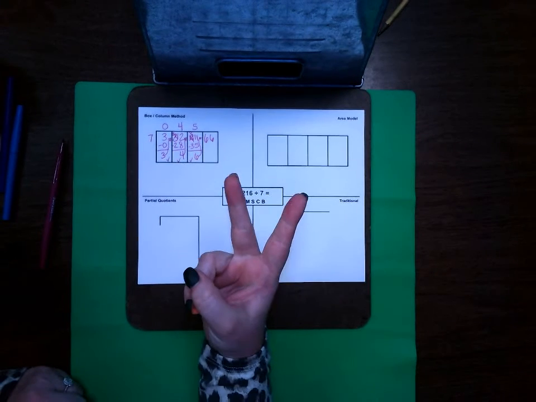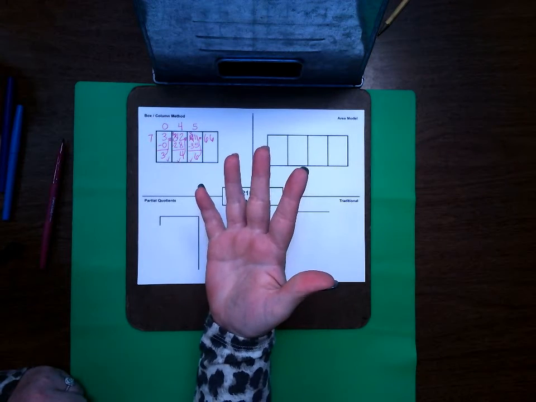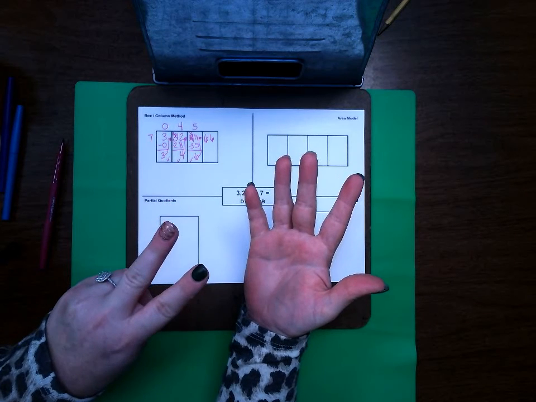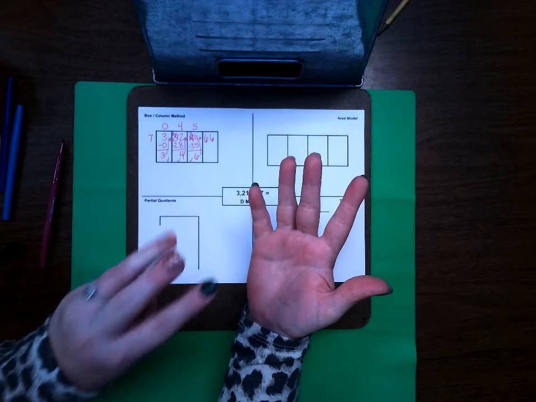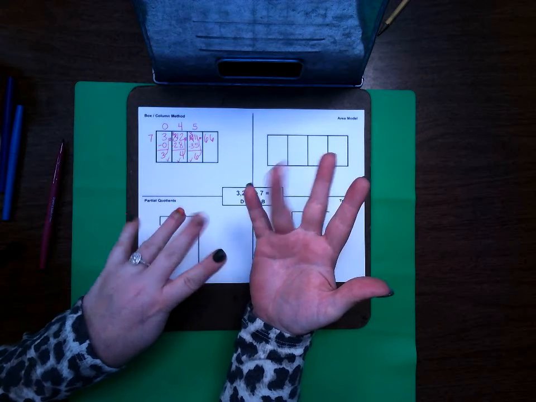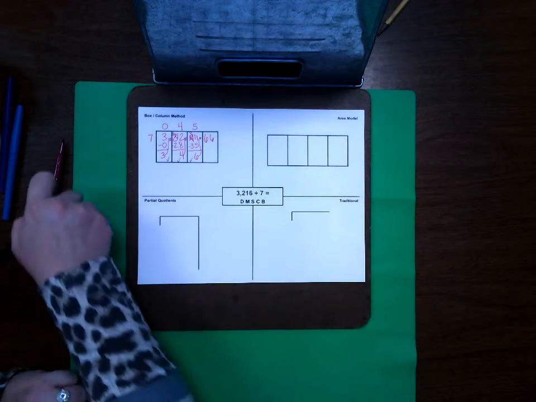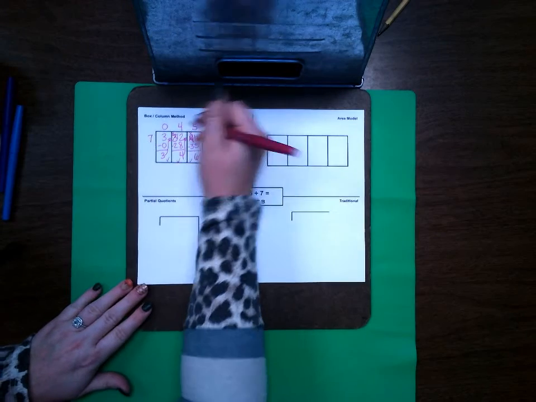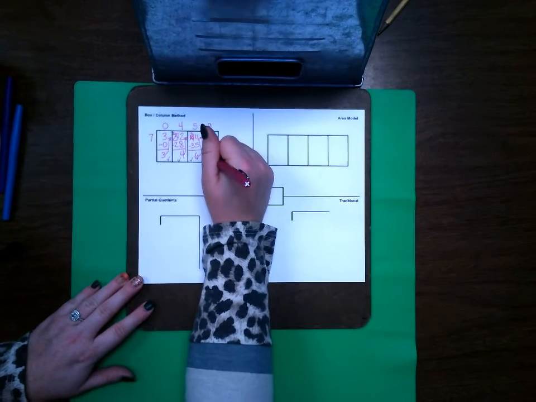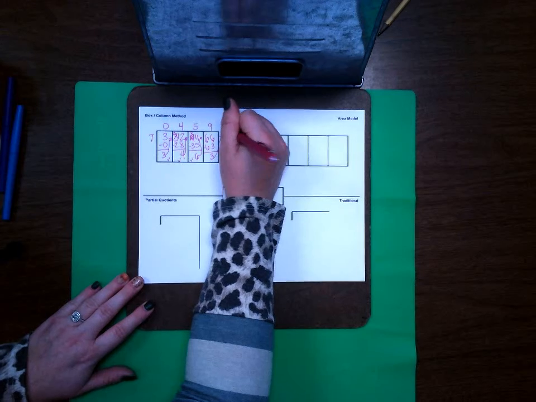7, 14, 21, 28, 35, 42, 49, 56, 63. So 7 times 9 is 63. I'm going to subtract, and I've got 3 left over. That means that's going to become my remainder.